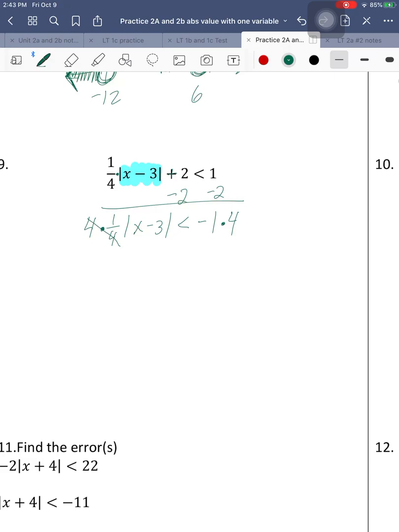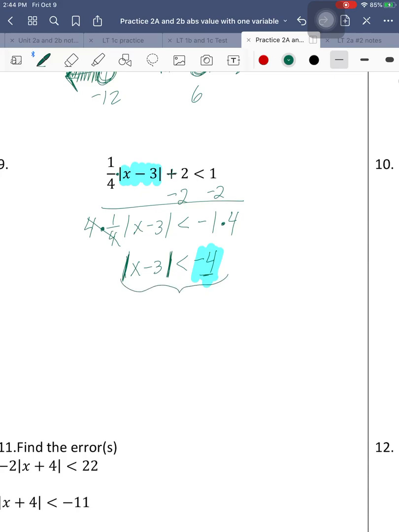And you get 1 times the absolute value is the absolute value of x minus 3. We did not multiply by a negative number, we multiplied by a positive 4, so the inequality stays the same. The absolute value now is isolated, no operations on the outside of it. And we look on the right side very carefully. Once it's isolated, we look on the opposite side of the absolute value, it's a negative number. So this tells us this is a special case.